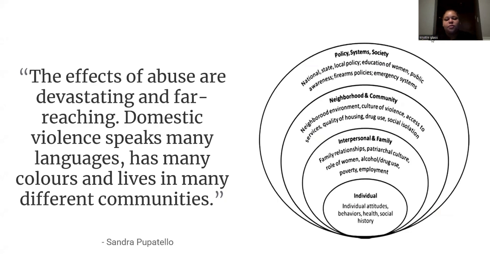This is just a quote that I really liked. The effects of abuse are devastating and far-reaching. Domestic violence speaks many languages, has many colors, and lives in many different communities. These are my references.